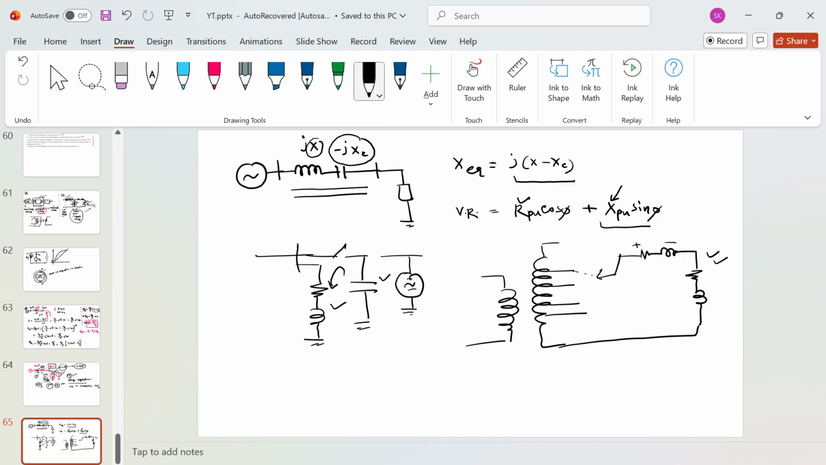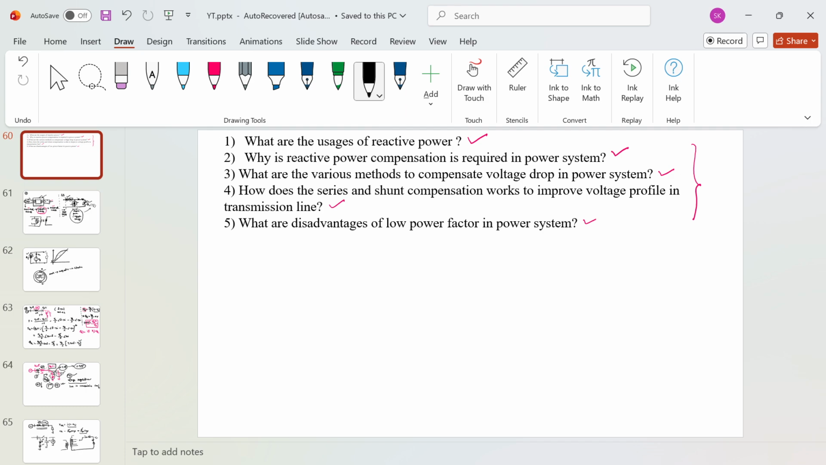So these are the main things that improve the voltage drops in the power system. Now, the fourth one is how the series and shunt compensation works to improve the voltage. Well, that I have already discussed. And what are the advantages and disadvantages of low power factor? Basically, let me explain here itself.